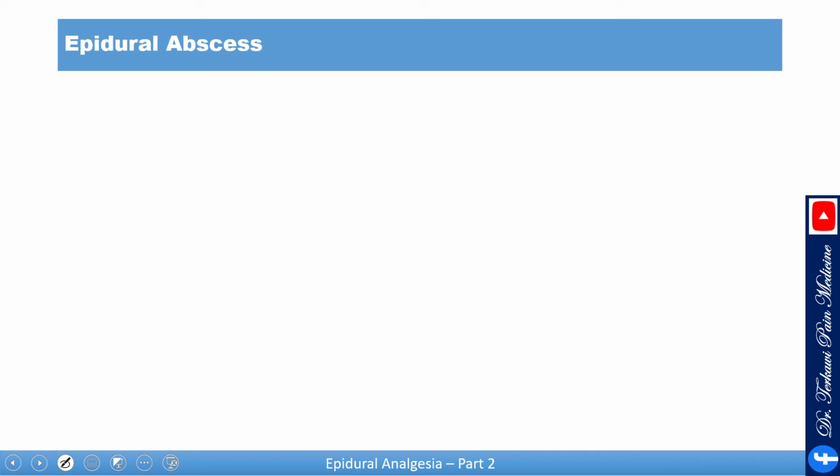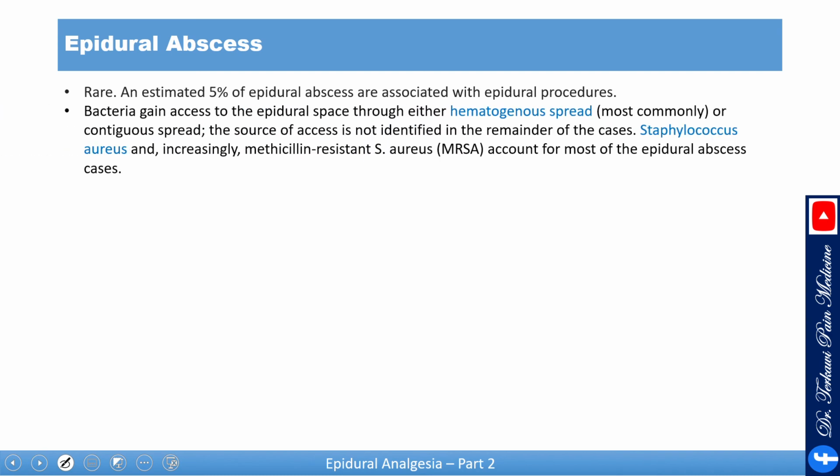Epidural abscesses. Again, rare. It's estimated 5% of epidural abscesses are associated with an epidural procedure, but it's very rare after epidural analgesia. Bacteria gain access to the epidural space most likely through hematogenous spread or contiguous spread. The source of access is not identified in the remainder of the cases.